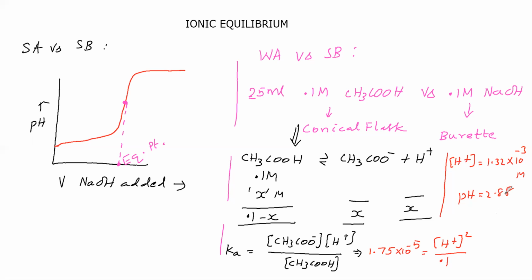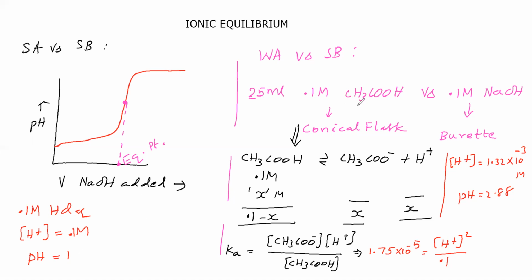In yesterday's class, we took HCl versus sodium hydroxide titration. We took 0.1 molar HCl solution. In that case, we said HCl dissociates completely because it is a strong acid. Therefore, the concentration of HCl is the concentration of H plus, which is 0.1 molar. Therefore, the pH of the solution is 1.